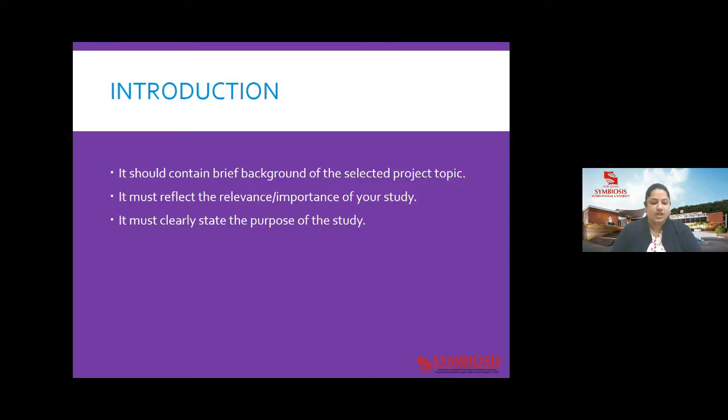So, introduction. It should contain a brief background of the selected project topic. It should reflect the relevance and the importance of your study. It should clearly state the purpose for which you are planning your study. So, the purpose should be why you are planning to do the study. It should focus upon the relevant aspects, that is, for which it is closely related, its appropriateness and application in the future research work.